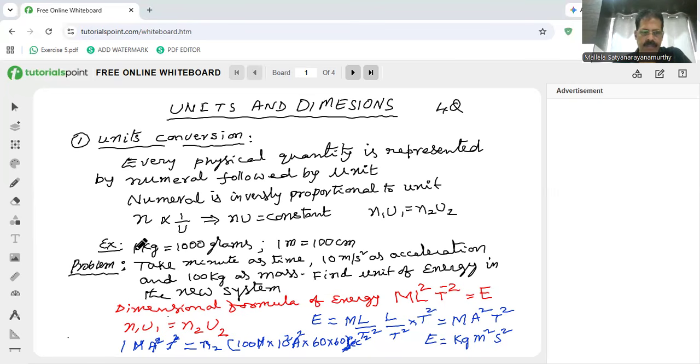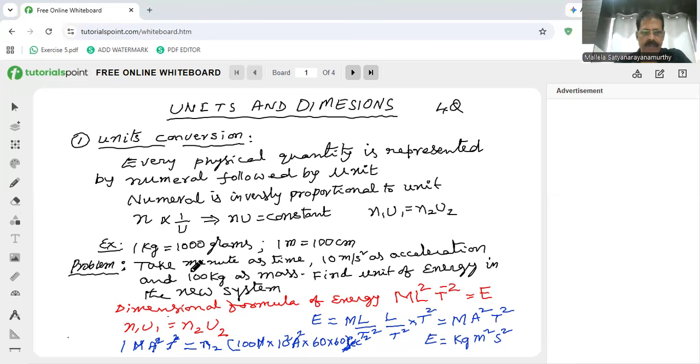I will take one example. 1 kg is equal to 1000 grams. So kg is the big unit and its numeral is small. Gram is the small unit and its numeral is big. Similarly, 1 meter is equal to 100 centimeters. Meter is the big unit, numeral is small; centimeter is the small unit, so numeral is big. So remember, for any unit conversion problem, you can use n1 u1 is equal to n2 u2.